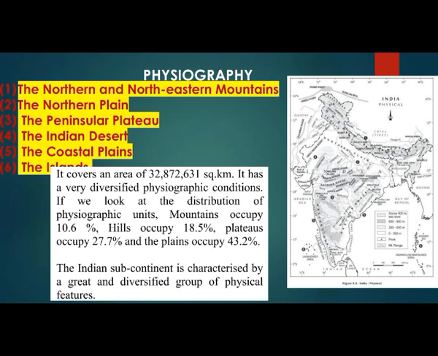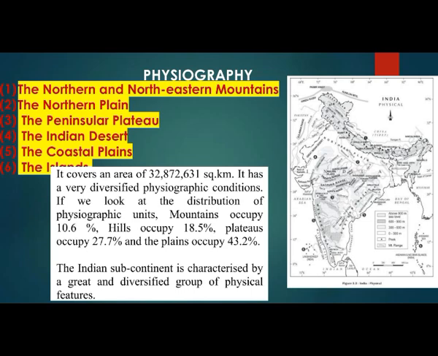In this map it is very clear. We have the physiographic regions divided into: the northern and northeastern mountains, the northern plains, otherwise called the Indo-Gangetic plain, the peninsular plateau, the Indian desert, the coastal plains, and the last one being the islands.